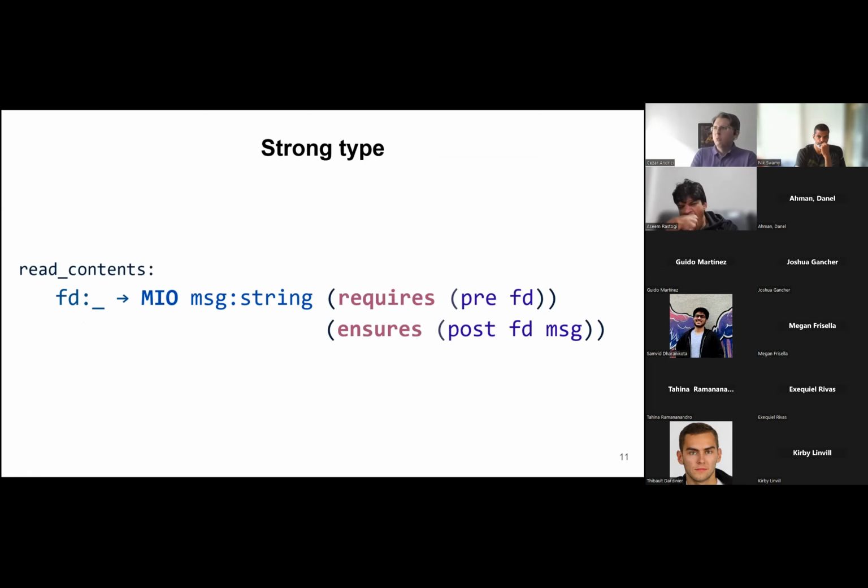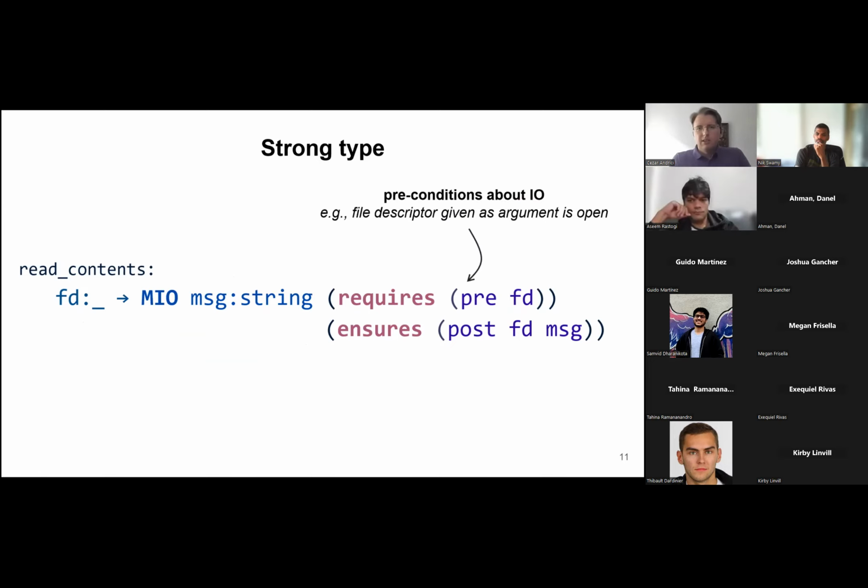And by strong type, we mean a type that has pre and post conditions and refinement types. And here, an example is we can give it a precondition that the file descriptor given as argument is open, right?